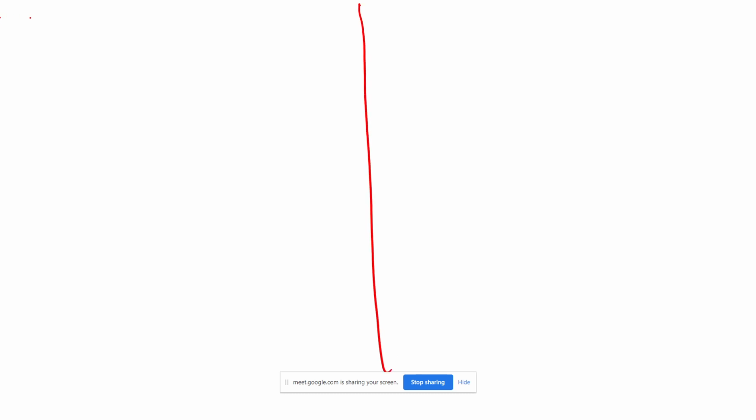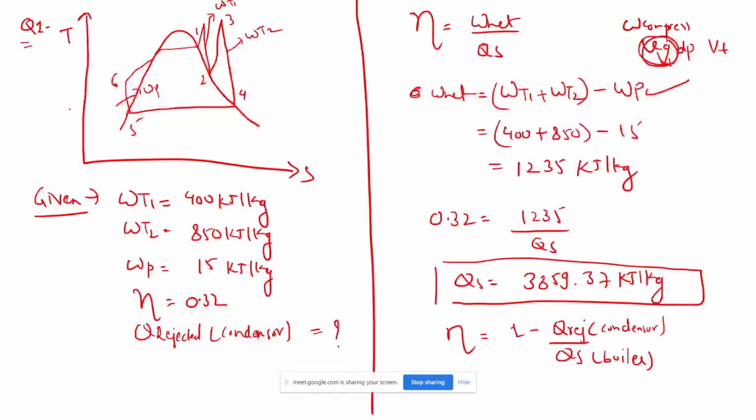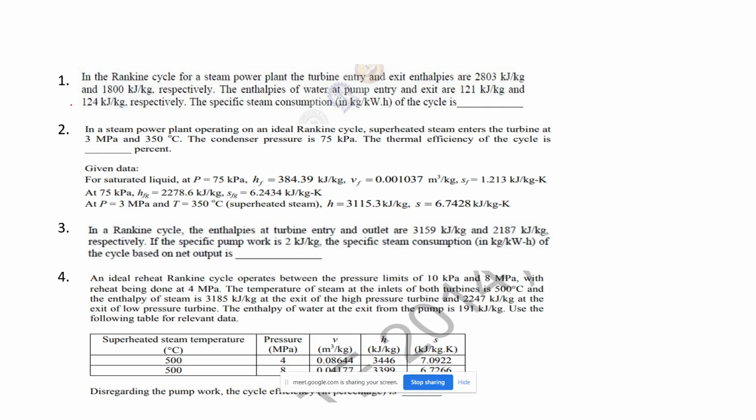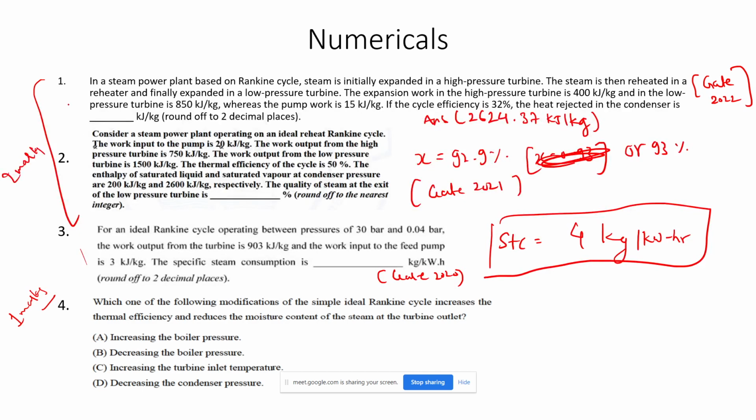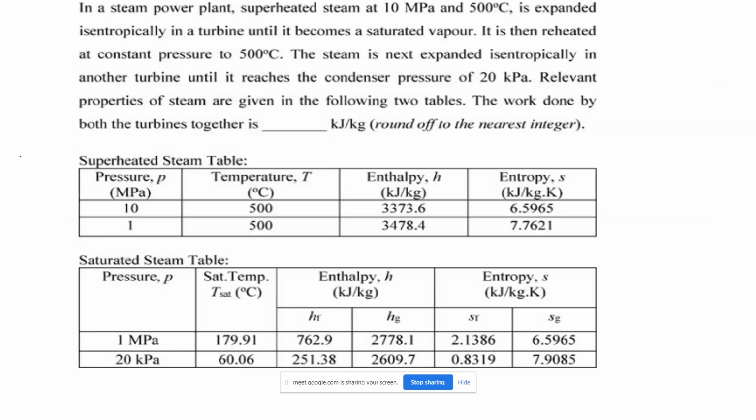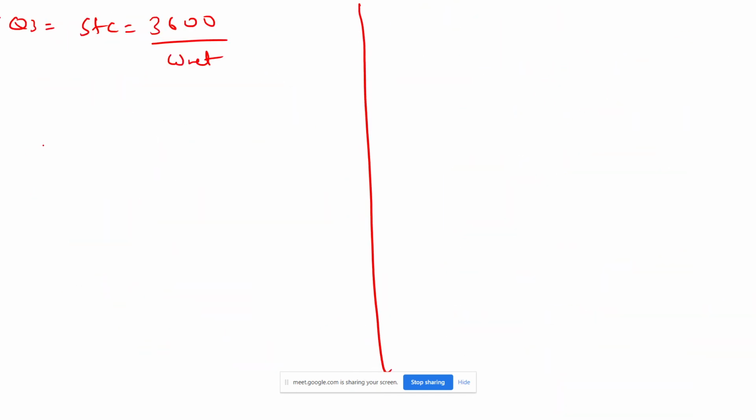I've already mentioned in class that specific fuel consumption is given by 3600 upon net work. In the question they have mentioned the turbine work and pump work. What is the turbine work they have mentioned? 903 and pump work 3. So just put the values: net work, 3600 divided by 0.